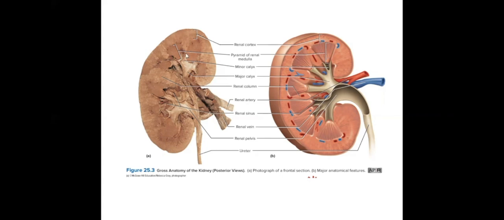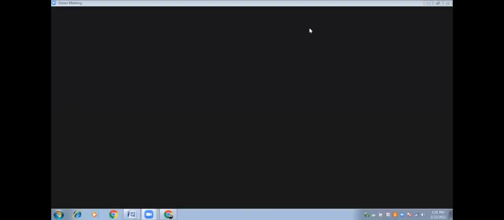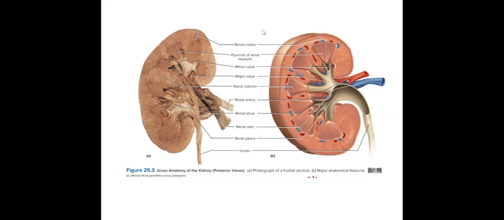So we can relate this diagram with this one. This is the renal cortex, and this is the pyramid of the renal medulla. And these are the major calyxes, the renal column. This is the renal artery, and this is the renal vein. These two blood vessels are going to supply the kidney.